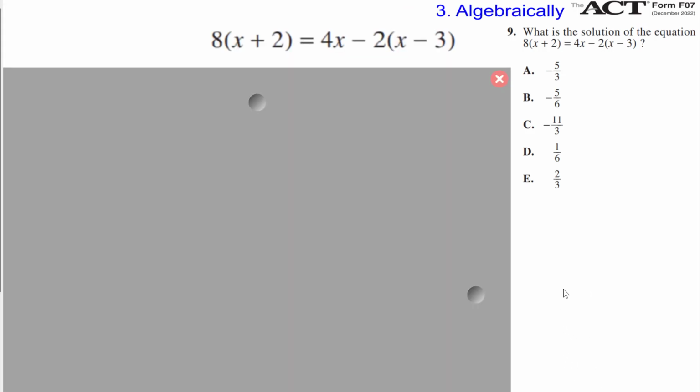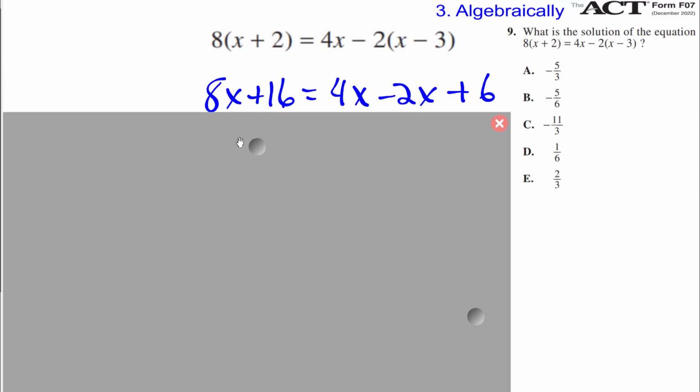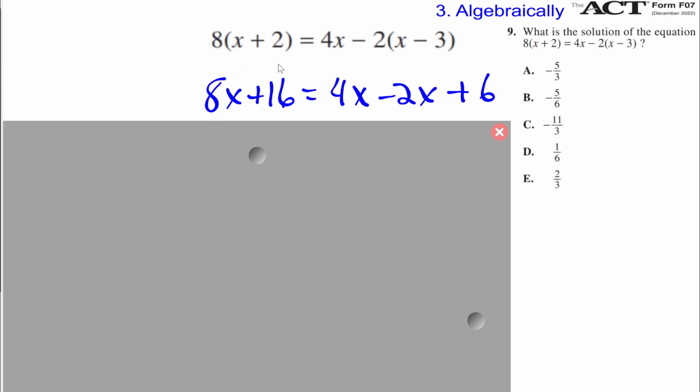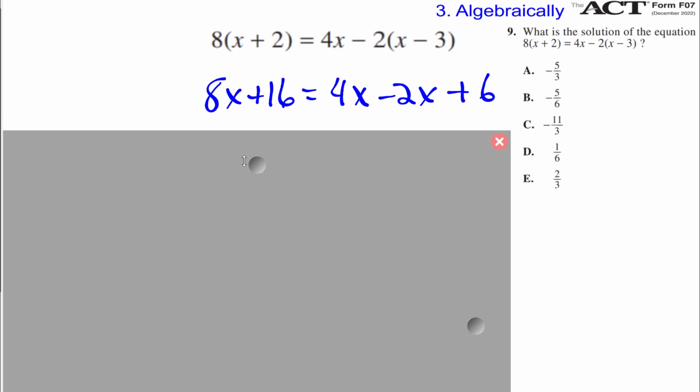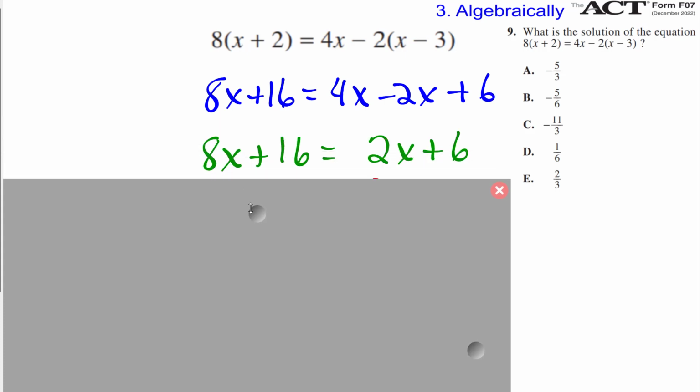The third way is algebraically. So what I could do is distribute on the left side and distribute on the right-hand side. And so doing that properly, we'll get 8x plus 16 equals 4x. And this will be a -2x, but a +6. Collecting similar terms, I wrote that answer in green to distinguish it there.